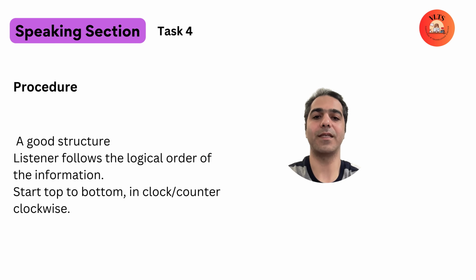Let's go! In order to tackle Task 4 successfully, you need to devise a good strategy and use applicable tips or grammatical structures in your speaking to impress the raters and get good grades. Like other speaking tasks, this task needs a good structure so that the listener can follow the logical order of information. It means you have to devise a good manner of providing information. For example, you should follow this rule: start speaking from top to bottom in a clockwise direction, or from bottom to top in a counterclockwise direction.